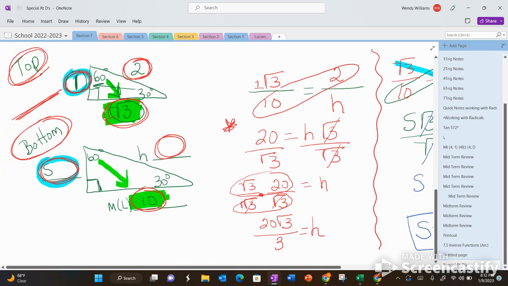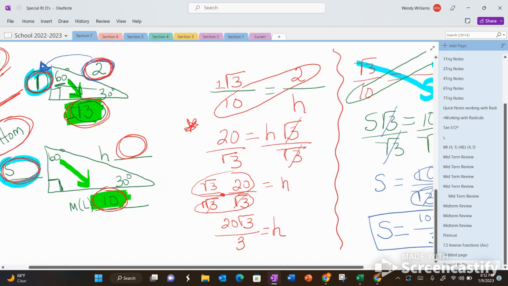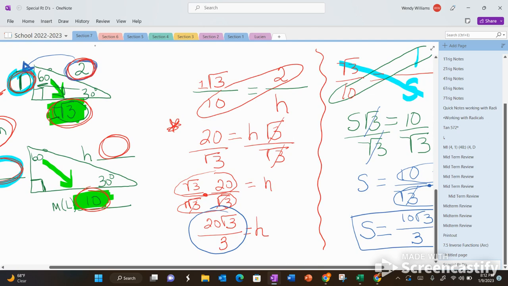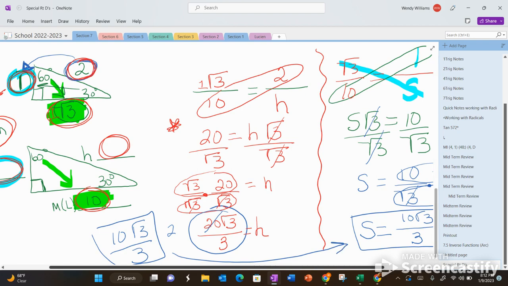Now, remember that the hypotenuse is twice as big as the small leg. Once you remember these rules, it would be easy to say, hey, if the hypotenuse is 20 and it's twice as big as the small, could we divide 20 by 2 and simply get 10 square roots of 3 over 3 and come up with the same answer? Yes.